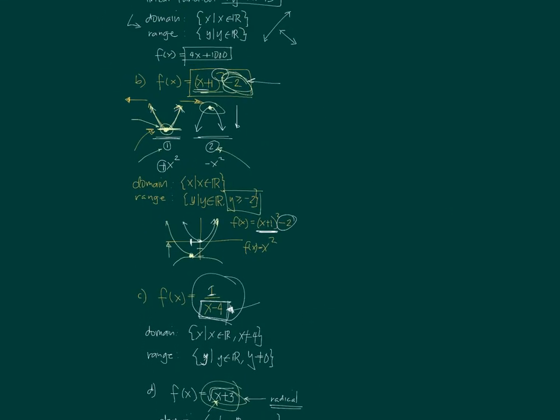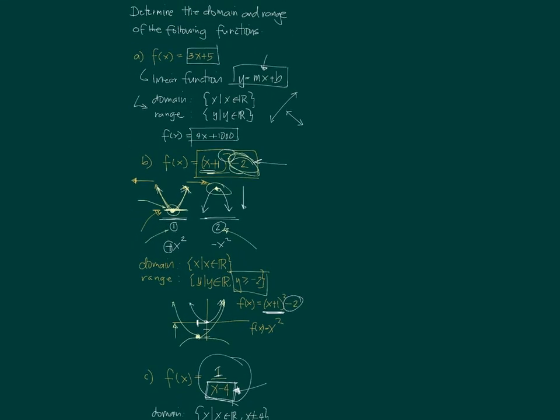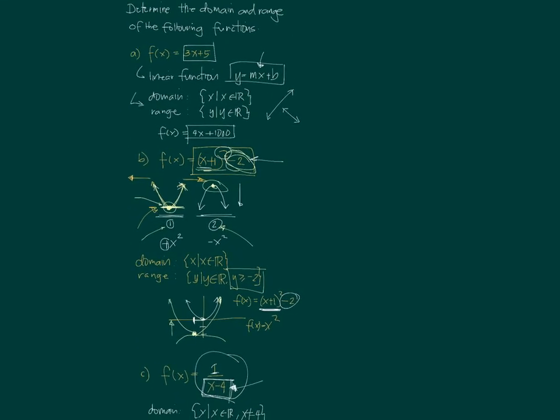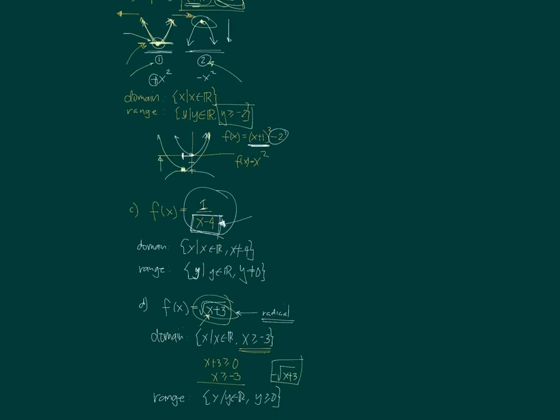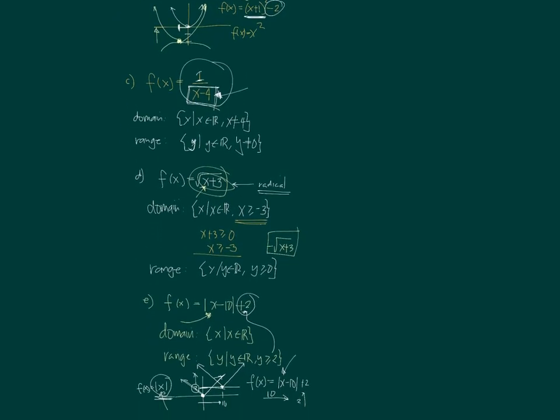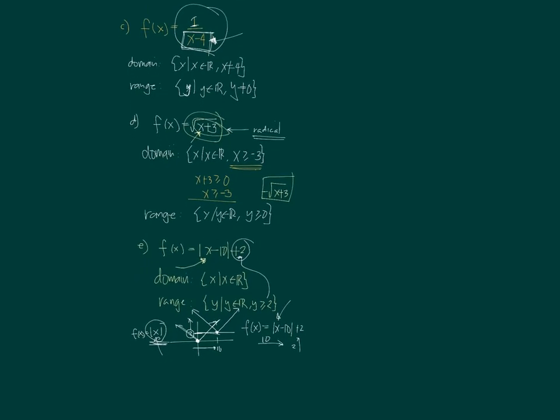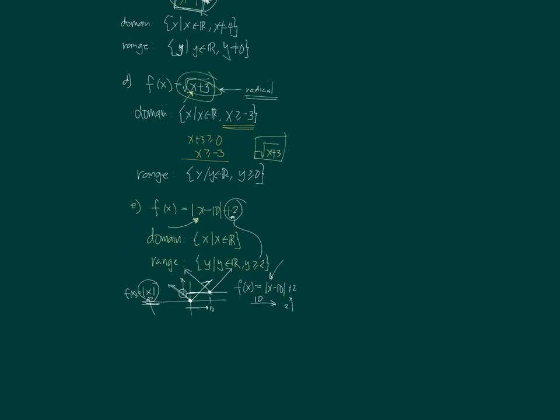And each item actually is an example of a type of function. Like the first one is linear, the second is quadratic, the third one is rational or fractional, the fourth is a radical function, and then the last one is an absolute value function. And getting the domain and range of functions that are similar to these 5 functions will be the same. Okay, so make sure that you study how to get the domain and range of each type of function.